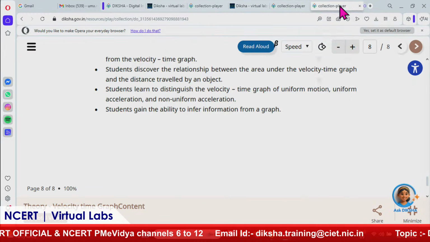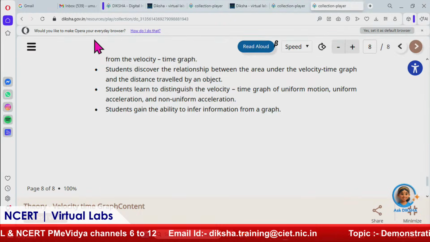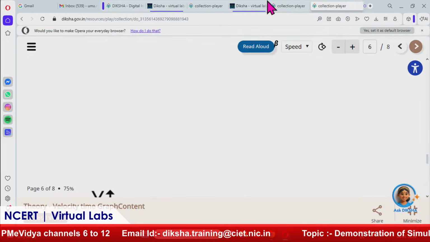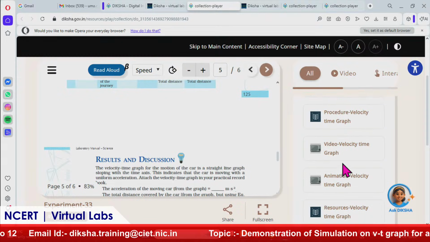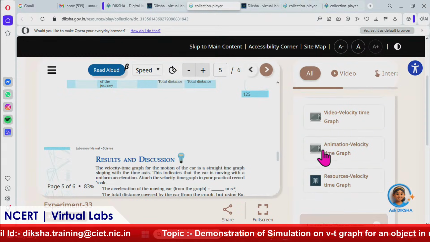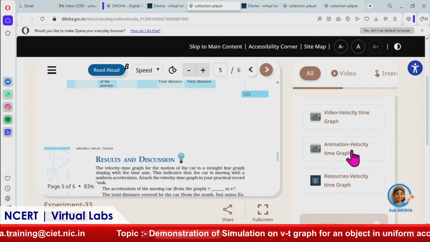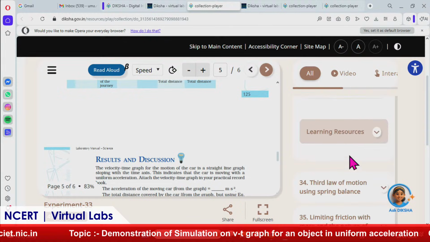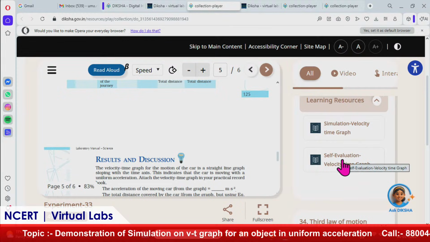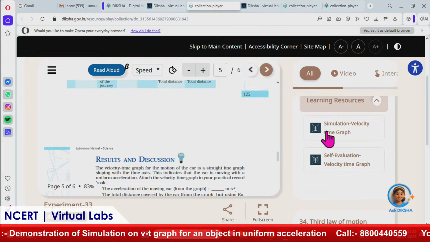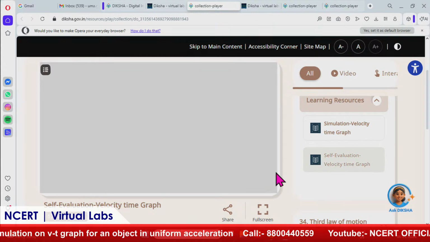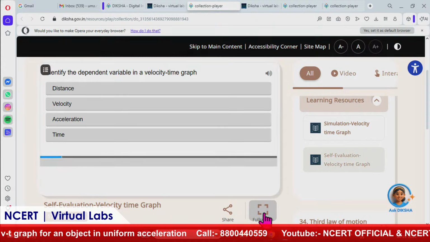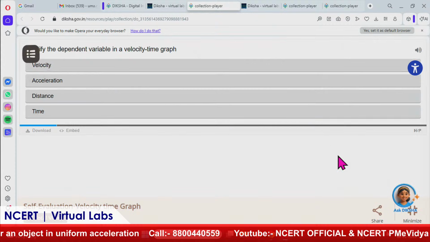Now the next feature is evaluation, self evaluation. Yes, it is there. Let me go over there. The theory part is there, the procedure we have done, the video is already available, the animation is also there, and the learning resources are there. Now self evaluation, because we have done this simulation part, now we will move to self evaluation. Let me do the full screen.